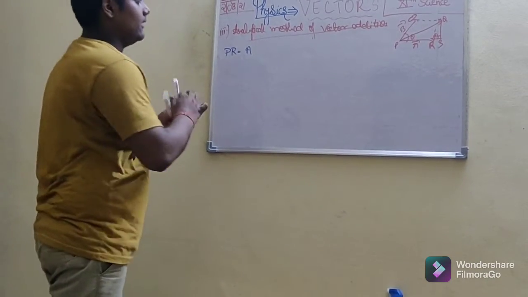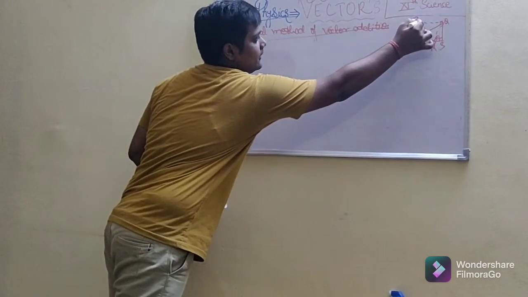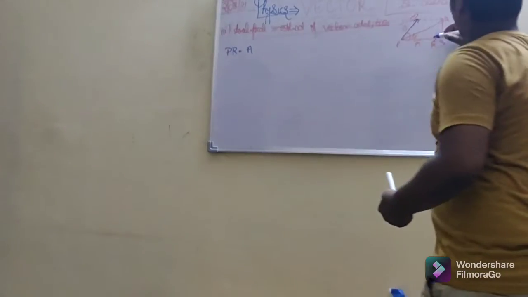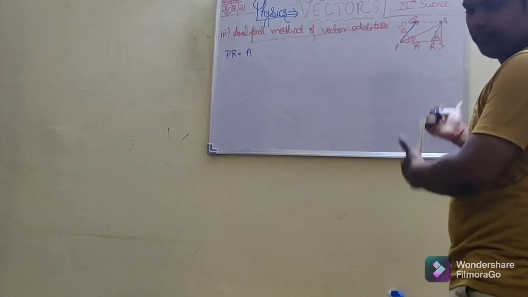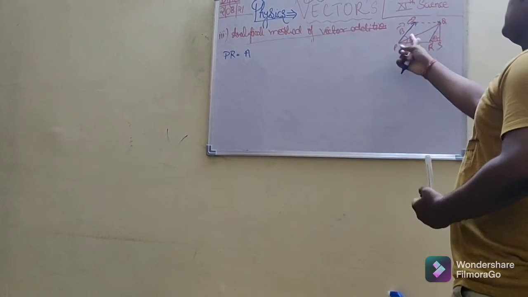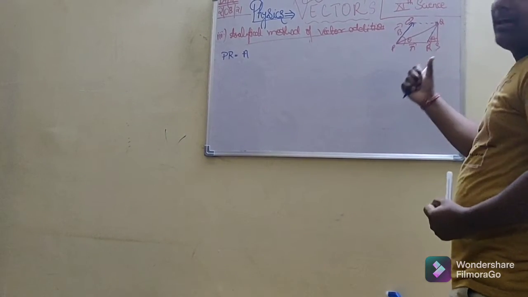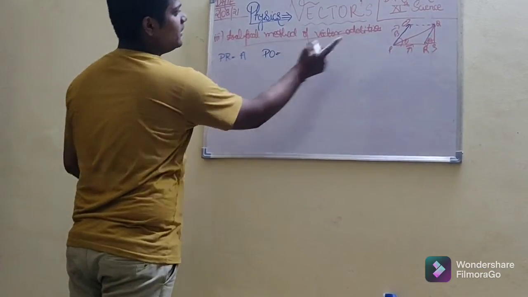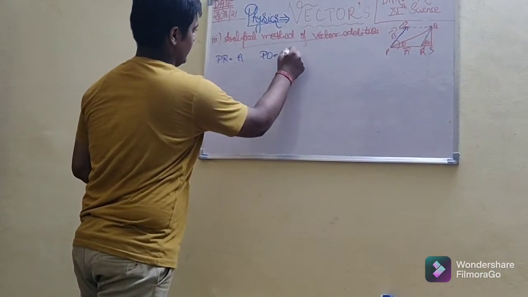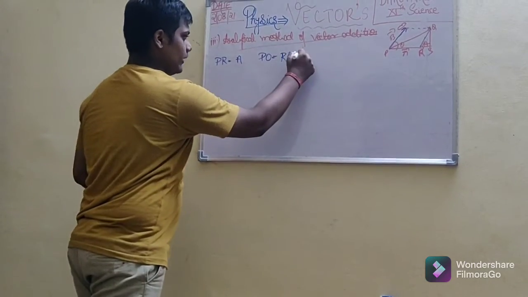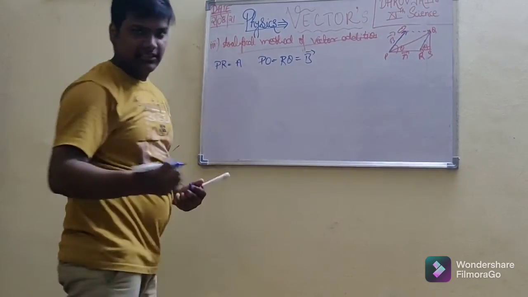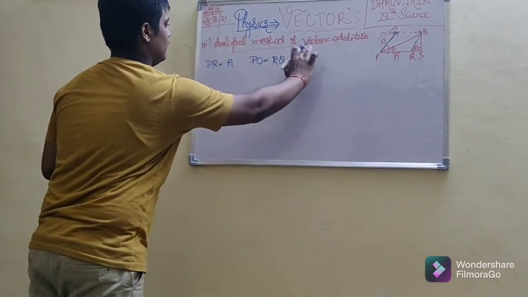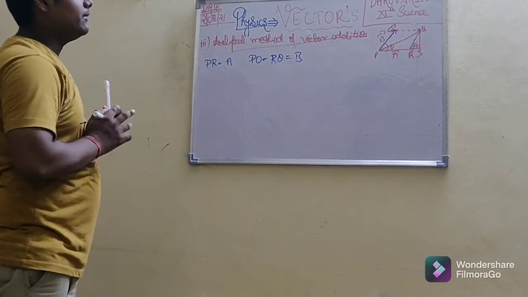And our PQ means this side. This side is equal to this side. How? I have told previously that in a parallelogram, opposite sides are equal and parallel. So I will write PQ equals RQ. RQ means RQ equals the B vector. Yes, it is understood. Means RQ equals B. Simple. Simply B.